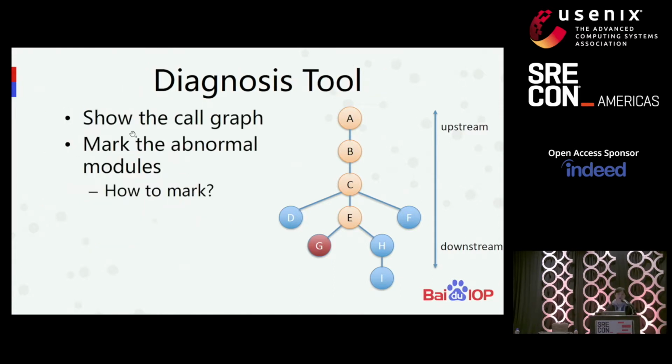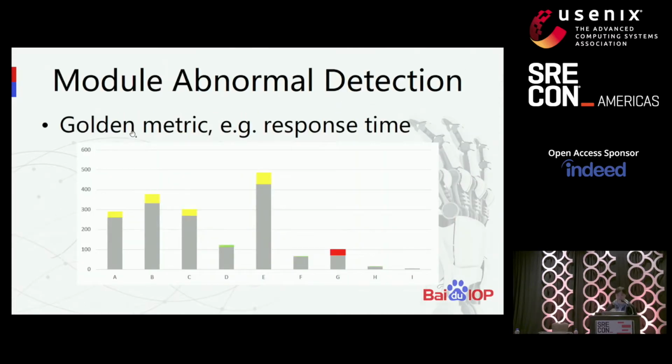A straightforward approach to optimize this procedure is to build a diagnosis tool. This tool shows the call graph of the whole system, and then we try to mark the abnormal modules with different colors automatically. So the problem is: how do we mark these abnormal modules? First, we need the engineers to specify several golden metrics. For example, they find that the response time is a very good golden metric. Then we can collect a set of historic data from these metrics.